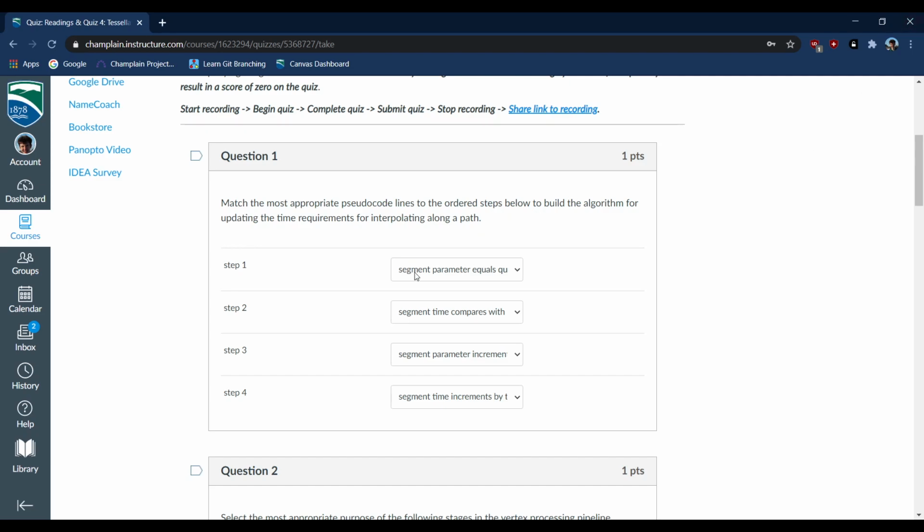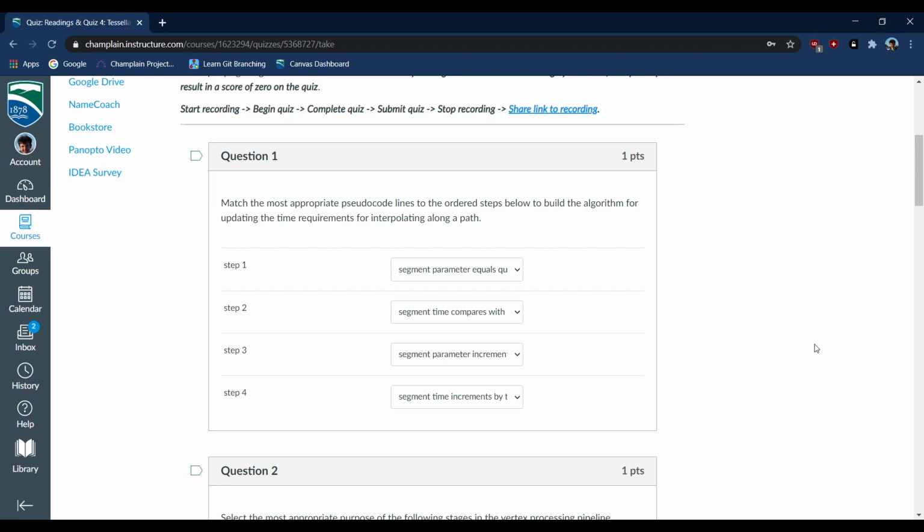So I think we set the segment parameter first, which I think is the quotient of segment time over duration, because I think we kind of did the thing to keep it from going over. So I think we set that, we check the values, and then we increment the parameter that we set, and then we increment the time at the end. I think that makes the most sense.